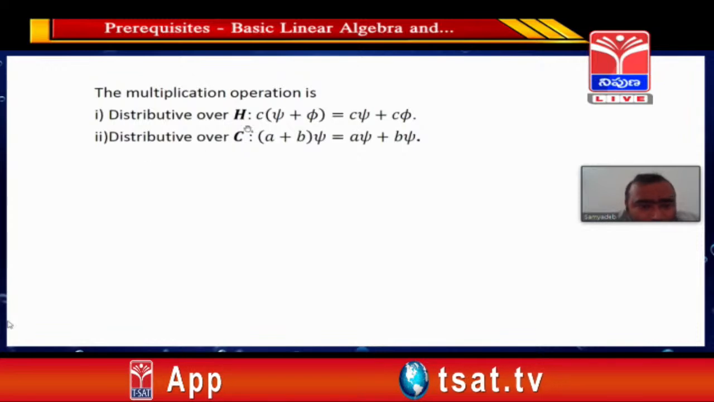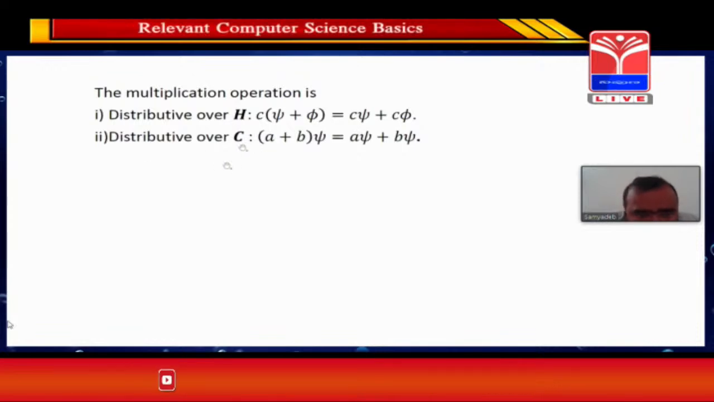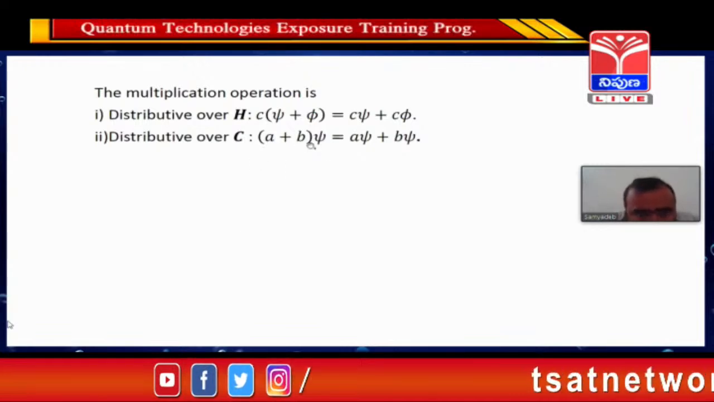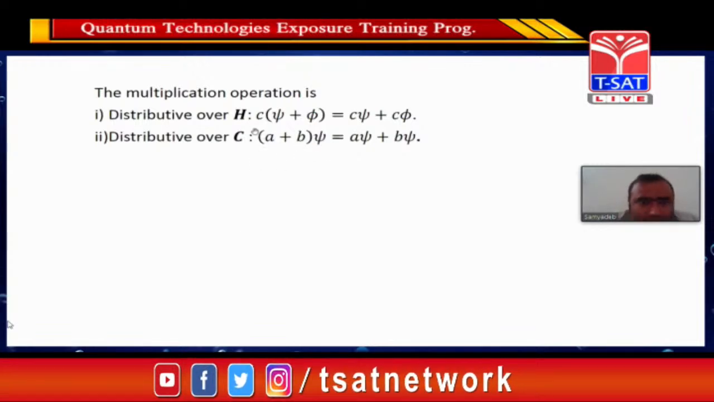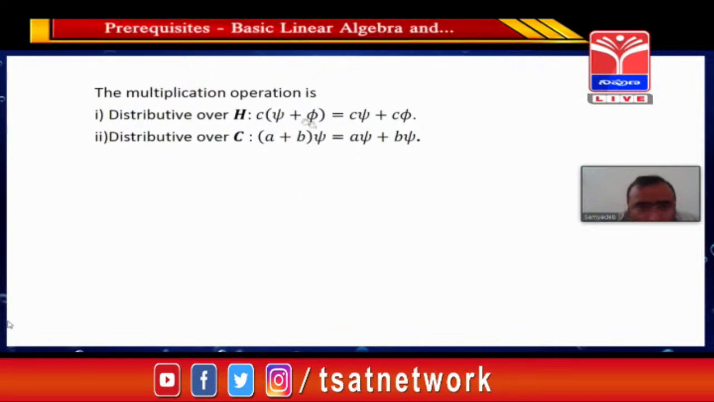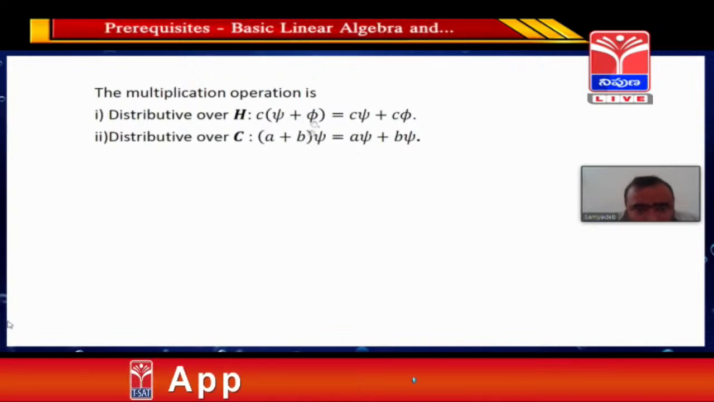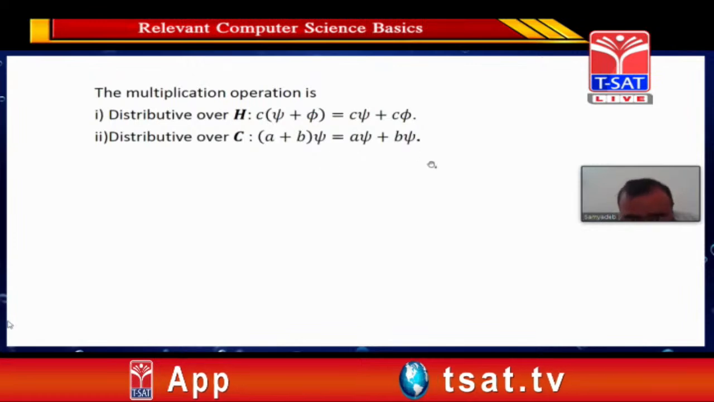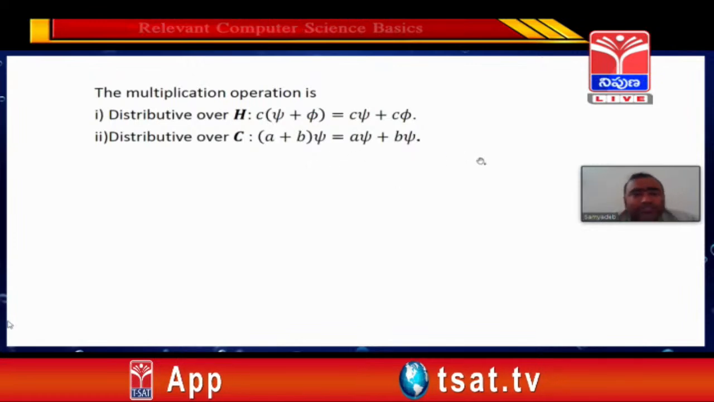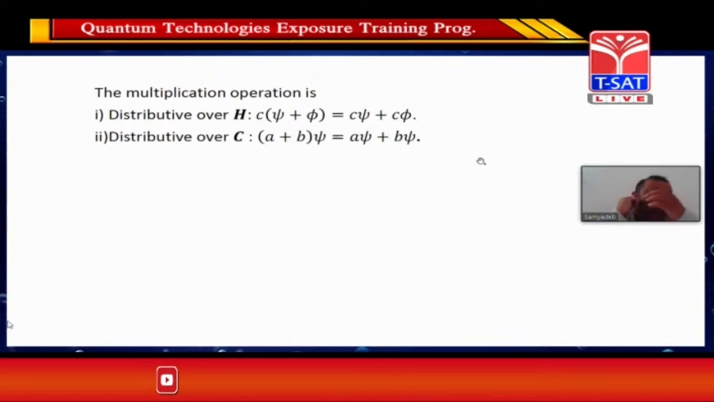And distributive over this C, where C represents the space of all complex numbers. So the distributive over the complex number, that is the scalar, also. That is, if you multiply the scalar a plus b with xi, that distributes also like a xi plus b xi. So these are the properties of multiplication of a scalar with a vector.